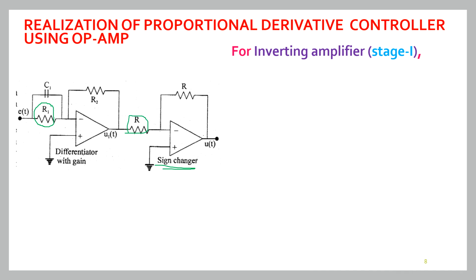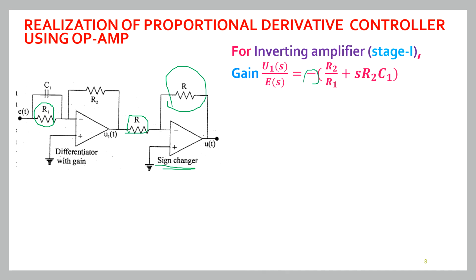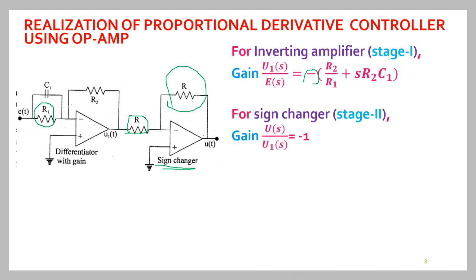The sign changer's input resistance and feedback resistance values will always be equal. So its gain, U of t by U1 of t, is -1. What would be the gain of the first stage operational amplifier? The second stage gain is -1. What would be the gain of the first stage amplifier? As it introduces a phase shift, it is minus of R2 by R1 plus S into R2 plus C1. Let us write for the second stage -1.